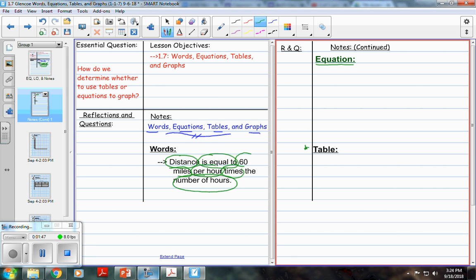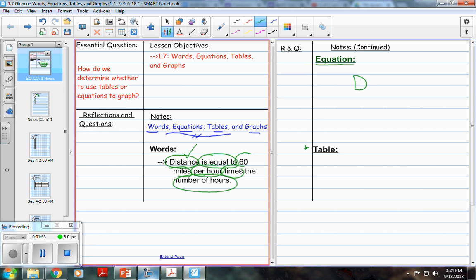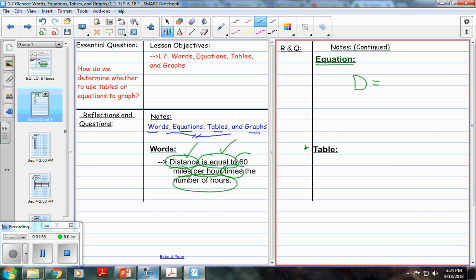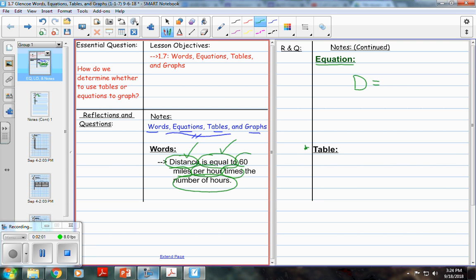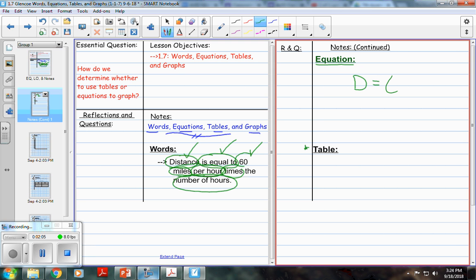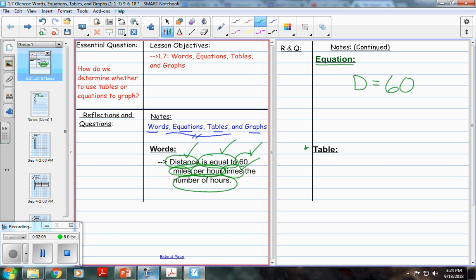So translating this from left to right, we're going to have D for distance, we don't know the distance, is equal to 60 miles per hour. So the miles per hour is the unit for this number 60. So we're going to put 60 there. Times. Do we have to show a dot for times? No, because we're just going to put the number of hours there, and that's our last variable.